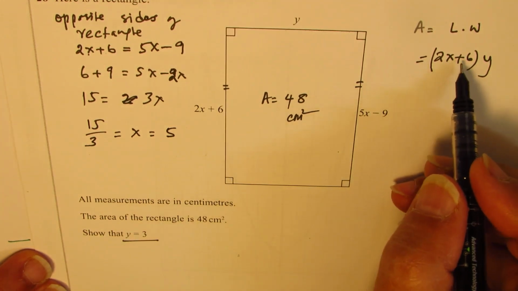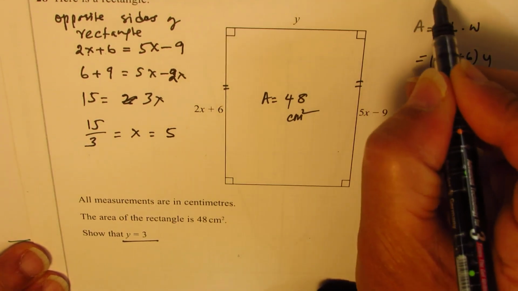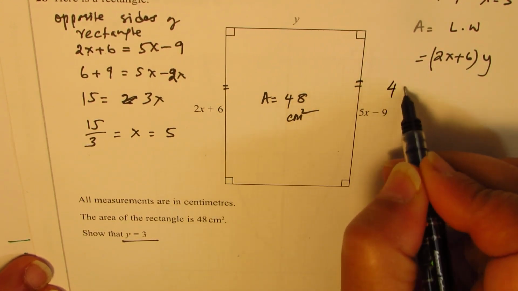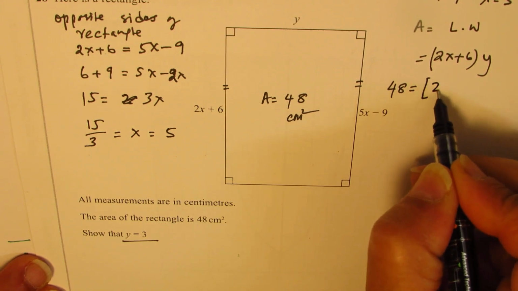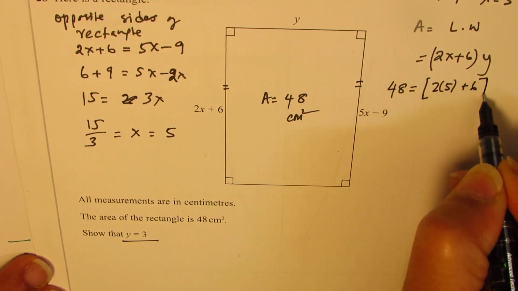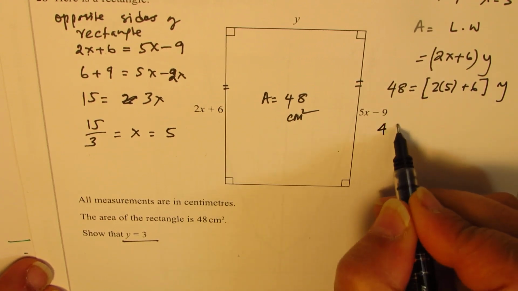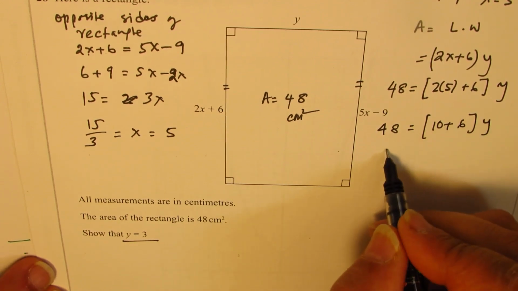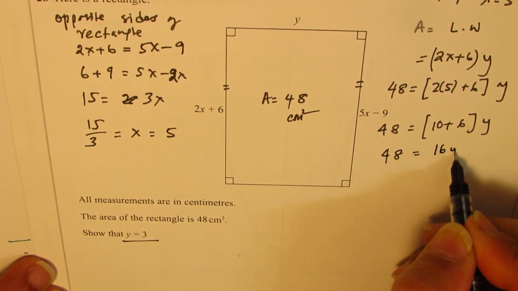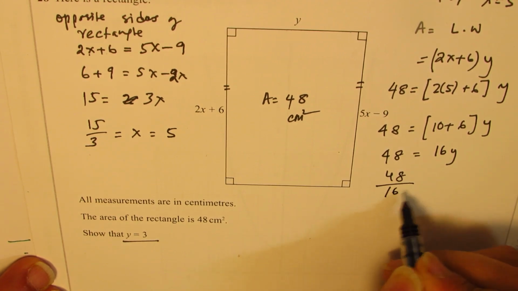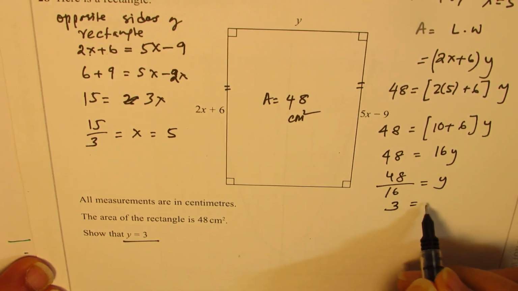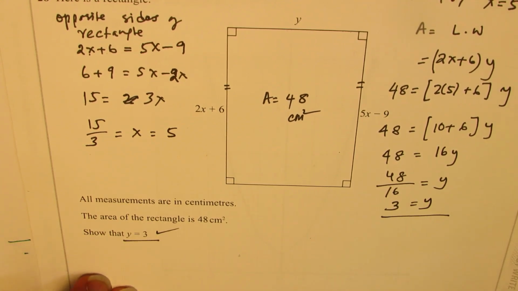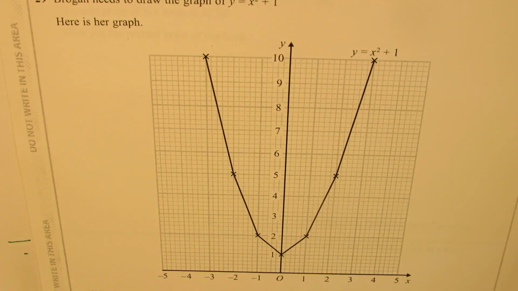So we'll substitute x equals to 5 here. We know area is 48, and we know x is equal to 5. So we can write this as 48 equals to 2 times 5 plus 6 times y. So we have 48 equals to 10 plus 6 times y. So we have 48 equals to 16y, or 48 over 16 equals to y, which is 3, right? So that is how you're going to show it. Clear? We are almost at the end. 2 more questions to go.